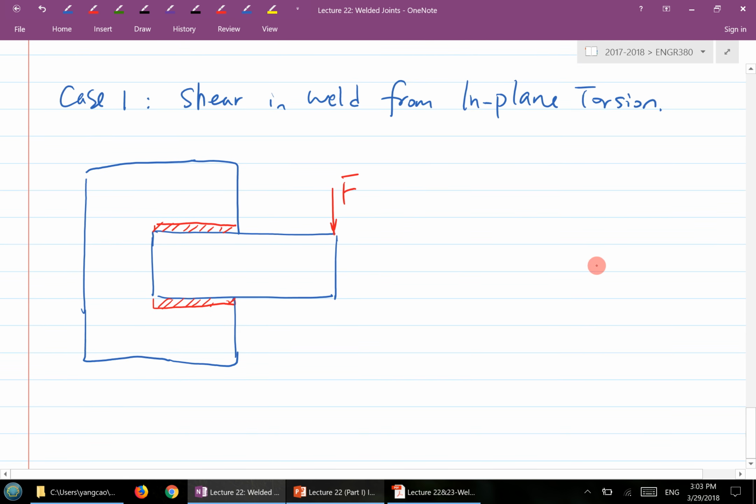And I'm interested in the stress existing inside the welds for this situation. So how do I do this? First step, let's do a free body diagram for the situation right here.